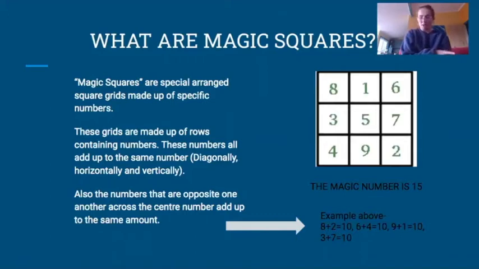The image below is an example of this. The magic number in this particular grid is 15. So as you can see, 8 plus 1 plus 6 equals 15, 6 plus 7 plus 2 equals 15, 4 plus 5 plus 6 equals 15. So therefore the magic number is 15.